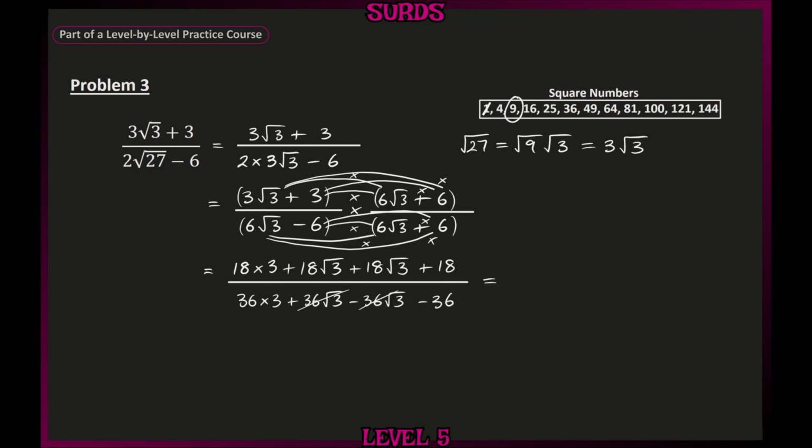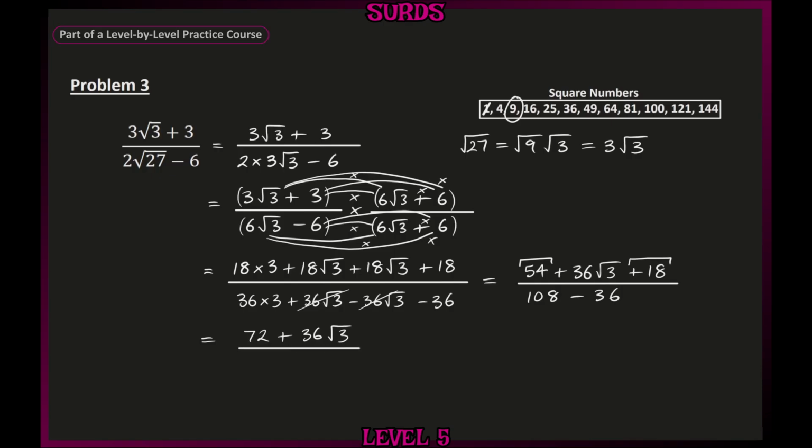So focusing on the numerator, we can simplify. So 18 times 3 gives us 54. The plus 18 root 3 and the plus 18 root 3 can be collected together to give us plus 36 root 3, because 18 plus 18 is 36, and we still have a plus 18 at the end. Moving on to the denominator, 36 times 3 is 108, and we have a minus 36 at the end. So going back to the numerator, we can now collect together the 54 and the plus 18, and this gives us 72. So we have 72 plus 36 root 3. And then the denominator, 108 minus 36, gives us 72.